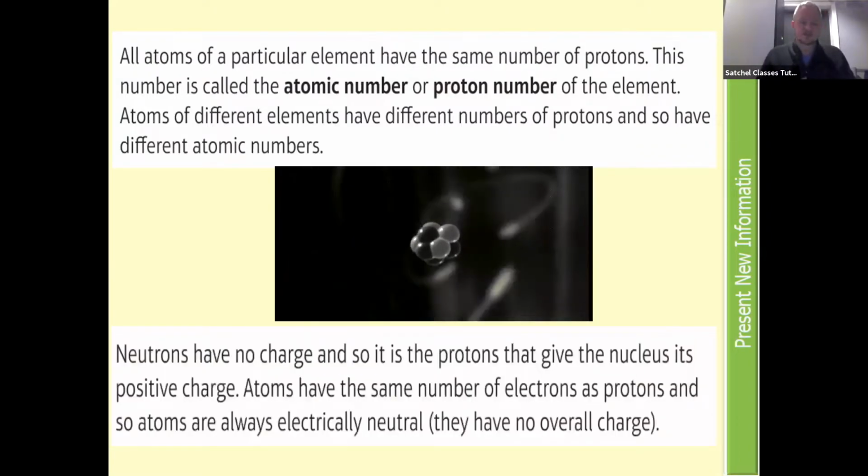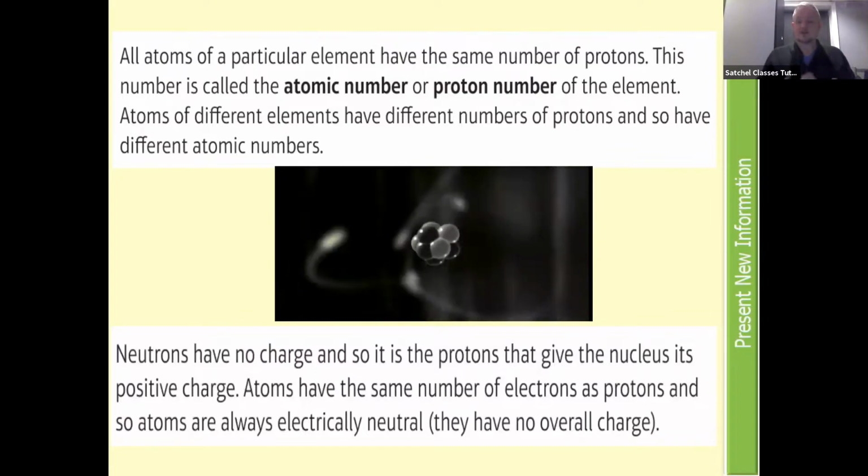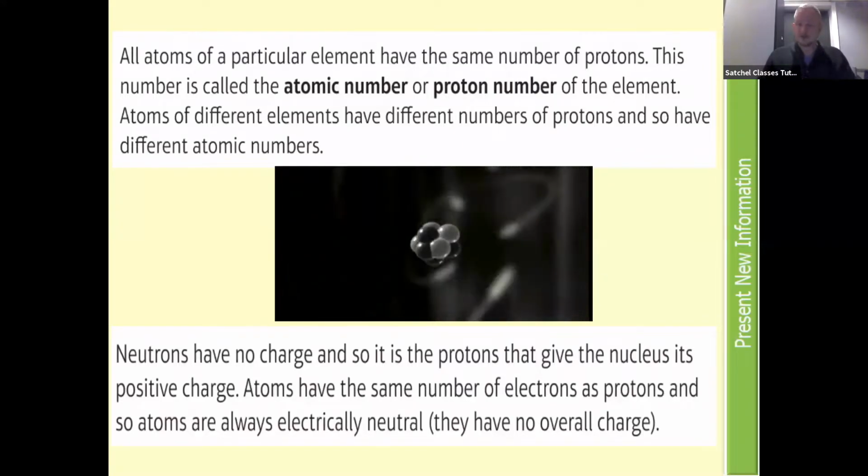Neutrons have no charge, and so it's only the protons that give the nucleus its positive charge. Atoms have the same number of electrons as protons, and so atoms are always electrically neutral. They have no overall charge. Be careful of this. I'm telling you that atoms have no overall charge. Ions do.